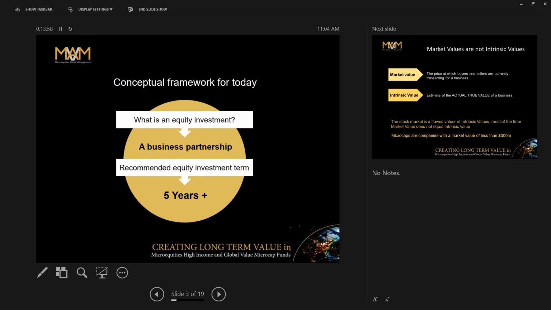So this is really a critical slide, and it really forms the conceptual framework for our capital deployment process, and it's at the core of our investment ethos. It's a really, really important slide.